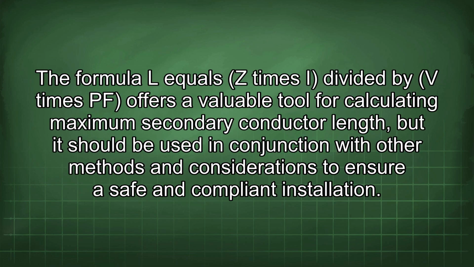The formula L equals C times I divided by V times PF offers a valuable tool for calculating maximum secondary conductor length, but it should be used in conjunction with other methods and considerations to ensure a safe and compliant installation.